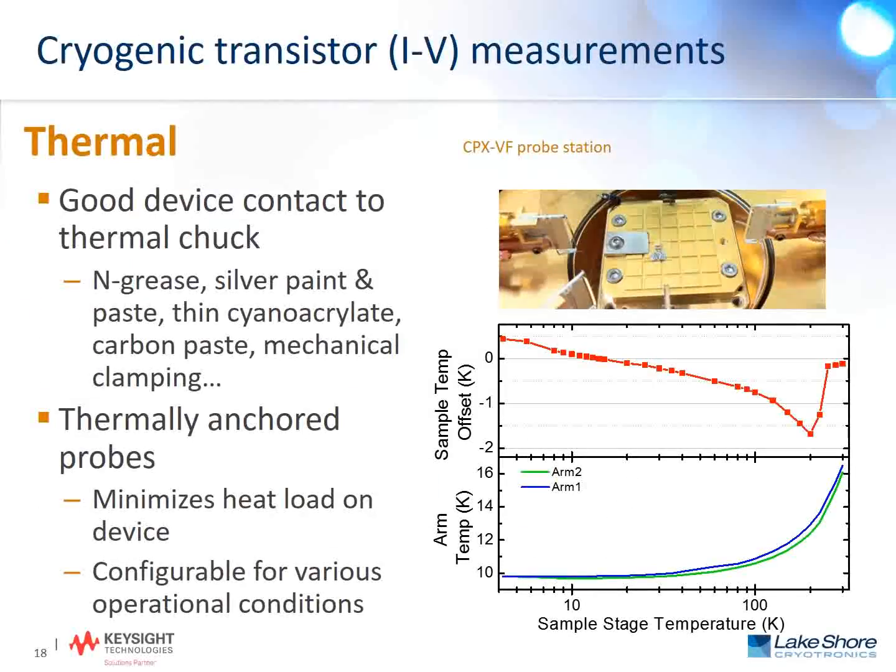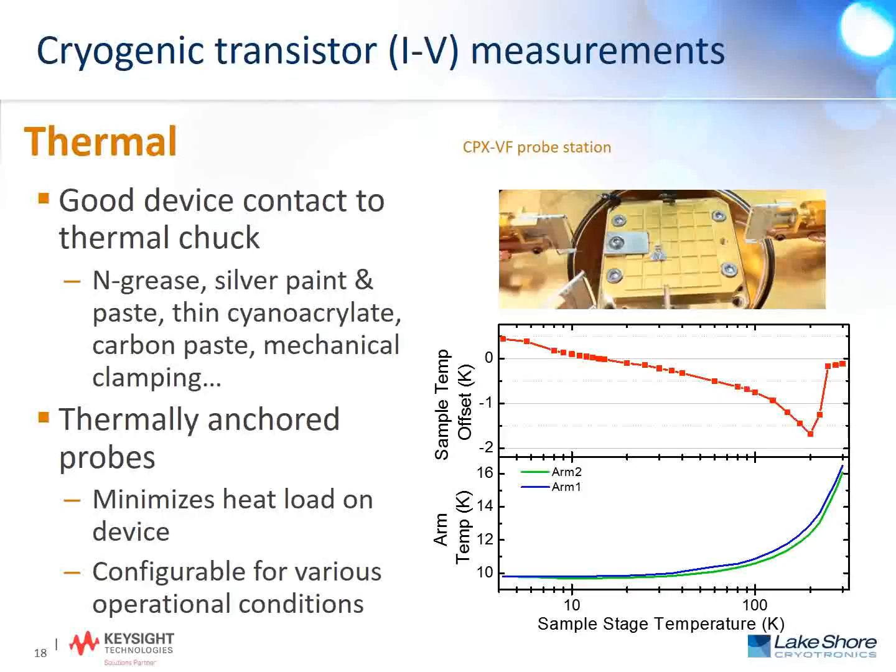So for cryogenic variable temperature transistor or IV measurements, we basically need to look at two aspects of the measurement. The first is the thermal aspect, and the second is the electrical aspect. For a good cryogenic transistor measurement, we need to look thermally at having good device contact to the thermal chuck. Depending on your device, the substrate material, and many other experimental aspects, we can attach that device using either N grease, silver paint or paste, a thin cyanoacrylate glue, carbon paste, or mechanical clamping, among others.